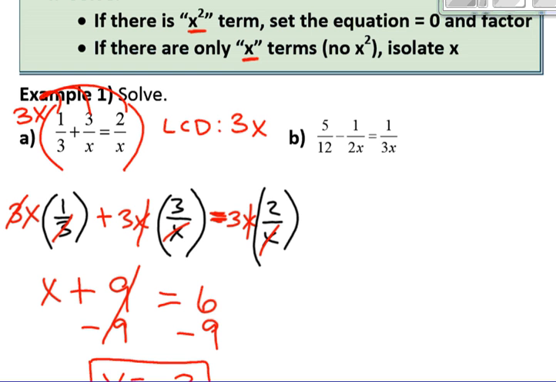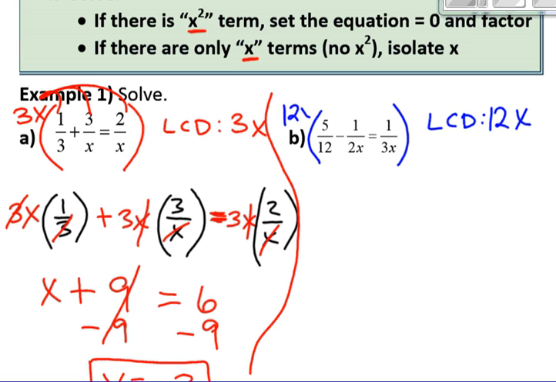Okay, so let's try another example. So part B. In B, let's look at our denominators, 12, 2x, and 3x. So our LCD is going to be, when I look at 12, 2, and 3, the least common multiple is 12. And then I have x and x, so x is going to be part of that LCD as well. Okay, so now I'm going to multiply through by that LCD of 12x. Now, for this one, I'm going to do a little bit more in my head, so if that's too complicated for you, then you can write it out like I did in example A.